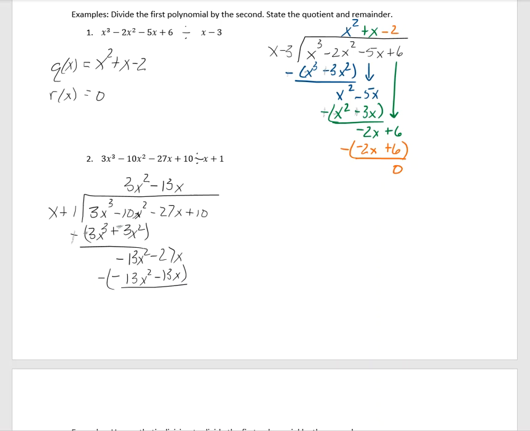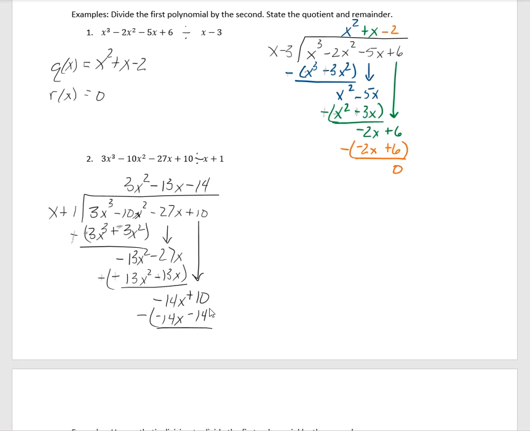Don't forget to subtract, right? Always subtract. And when we subtract, it changes the sign of everything in the parentheses. That's why I used the parentheses. The 13x squareds cancel out. A negative 27x and a positive 13x is a negative 14x. Oh, I forgot to bring down the 10. I like to draw arrows so I know where I am because I am frequently off kilter, right? And I don't have lines, so I don't necessarily write it in a linear fashion. Negative 14 times x. Negative 14 times 1.